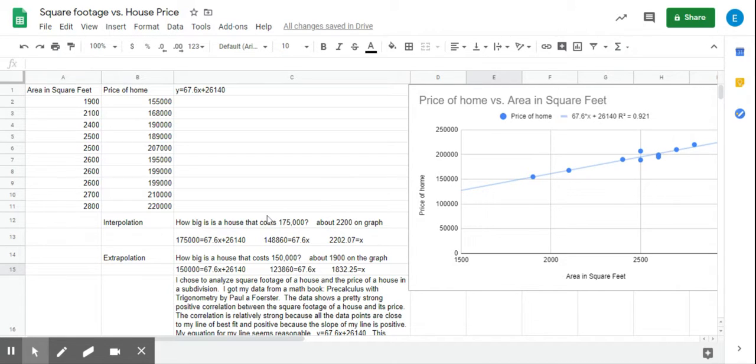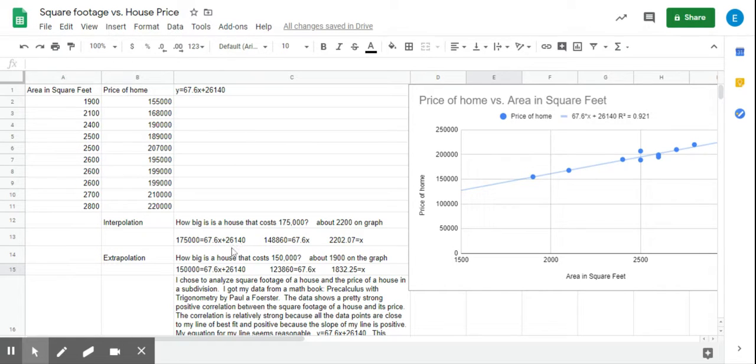Also, to answer my first question, how big is a house that costs 175,000? It was about 2,200 on the graph, but I couldn't really tell exactly. So to solve for it, I had to use algebra. So what I do is I put 175,000 in for y, into my equation, right?